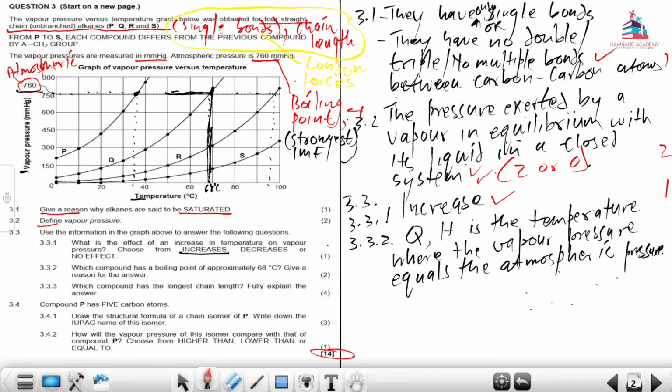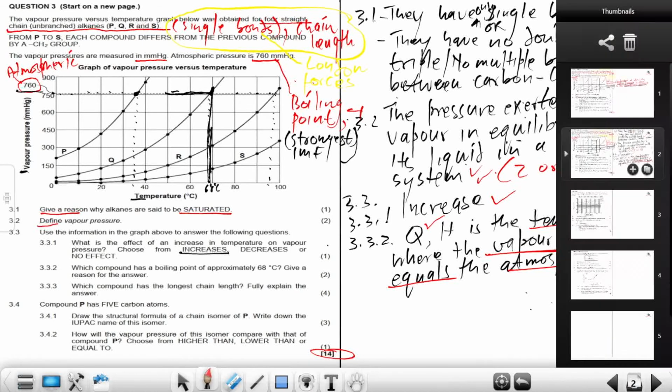Organic molecules will only start boiling once the vapor pressure equals the atmospheric pressure, at that specific temperature. So you'll get 1 for saying the correct answer is Q, and then you can easily get 1 for giving the correct reason. Then it becomes a nice 2 marks.